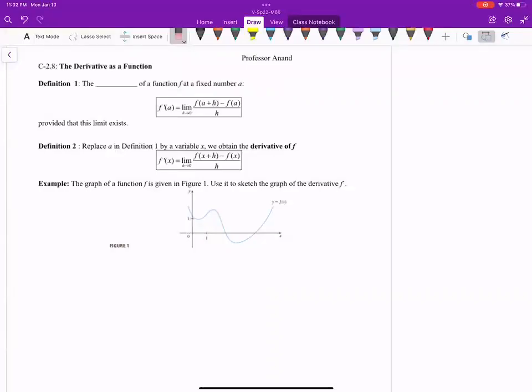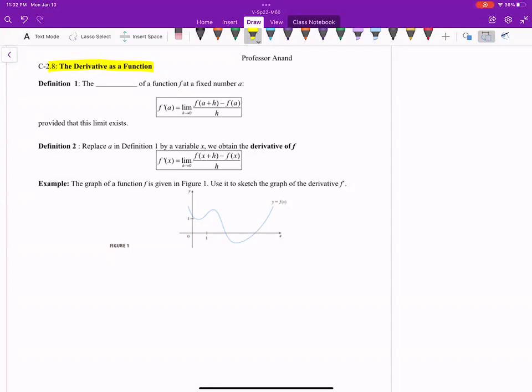Hello everyone, welcome back. In this video, I will be covering section 2.8, the derivative as a function. In the last video, we saw that the definition of the derivative is nothing but the second definition of the slope of the tangent line. So we interpreted right from the beginning of this chapter 2 how the limit of the slopes of the secant lines becomes the slope of the tangent line.